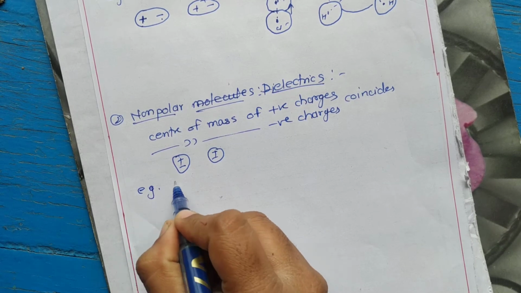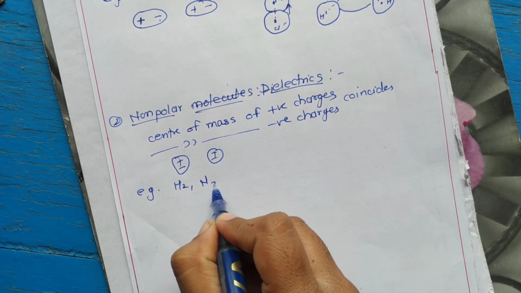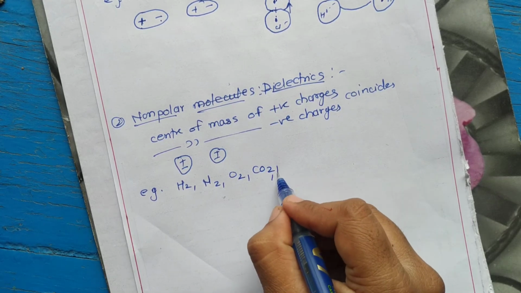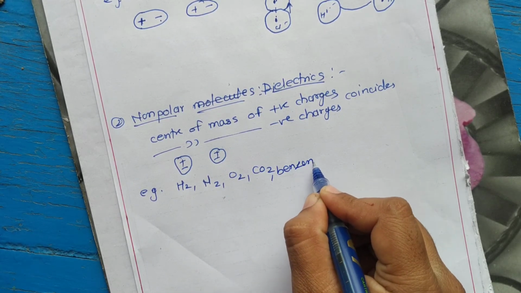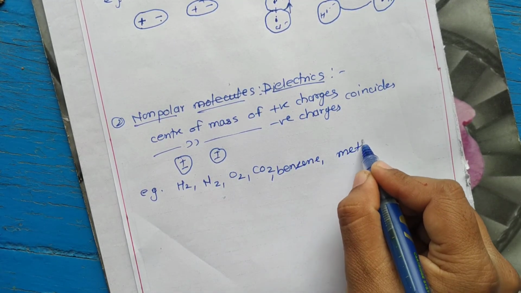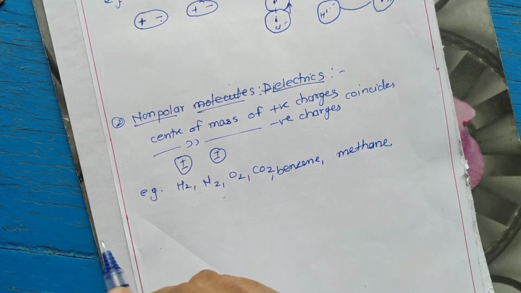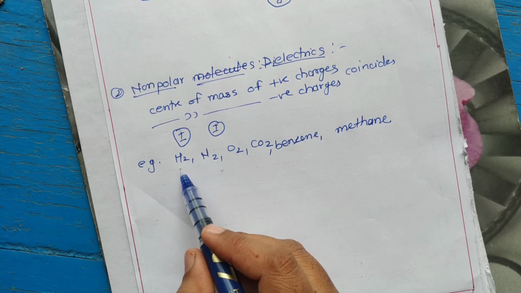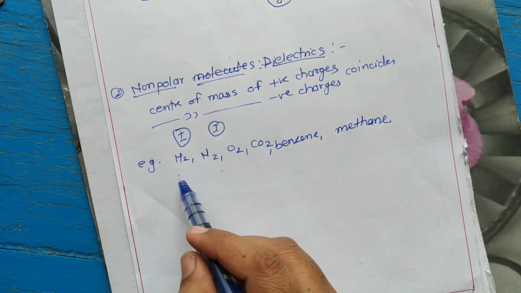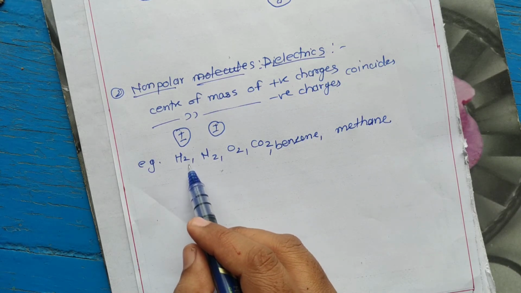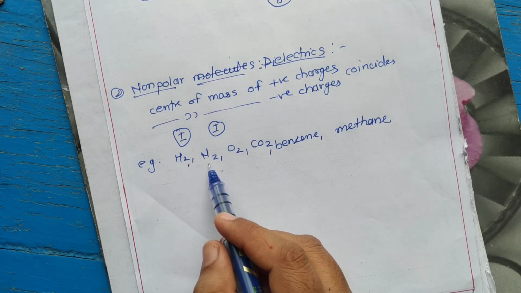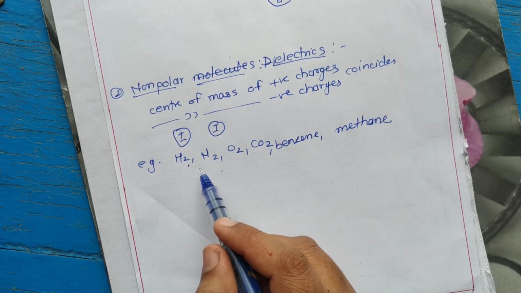Examples of non-polar molecules are hydrogen, nitrogen, oxygen, carbon dioxide, benzene, methane, etc. These are the examples of non-polar dielectrics. In a hydrogen molecule, the center of mass of positive charge and the center of mass of negative charges coincide with each other. Therefore, they don't have a dipole moment. They have zero dipole moment.